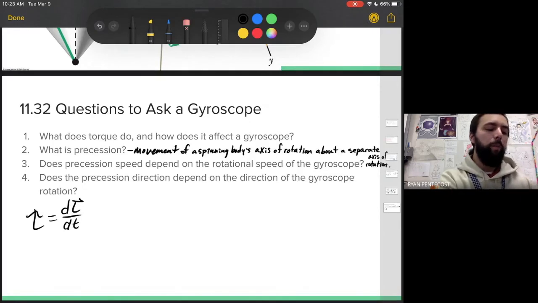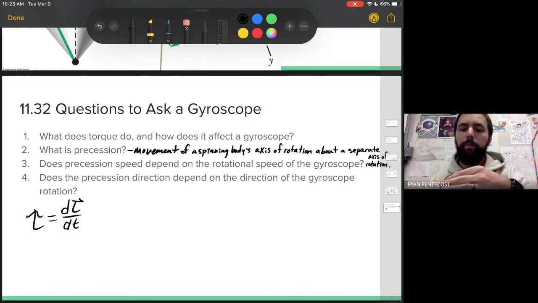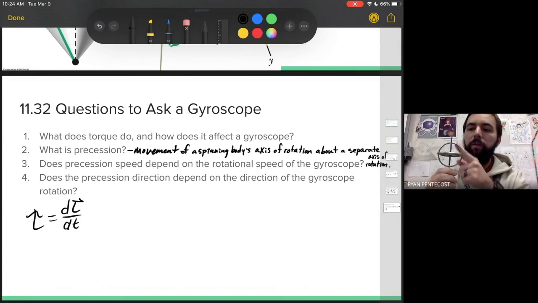A spinning body's axis of rotation starts moving. So I'll show this with this gyroscope. Okay, I'm not going to actually have it do it itself because it has so much friction. But the axis of rotation here, okay, you can actually see that is actually the bar, right? So we have a visual representation of that. But when it starts precessing, right, that means the axis of rotation itself starts moving. And it starts moving about a separate axis of rotation. Okay? That is the definition of precession.